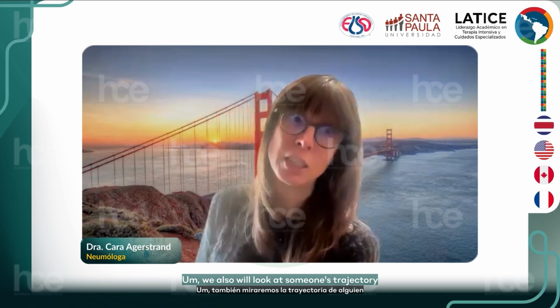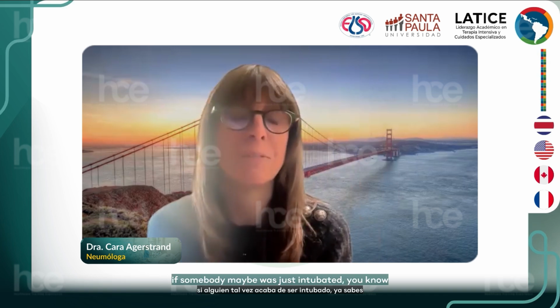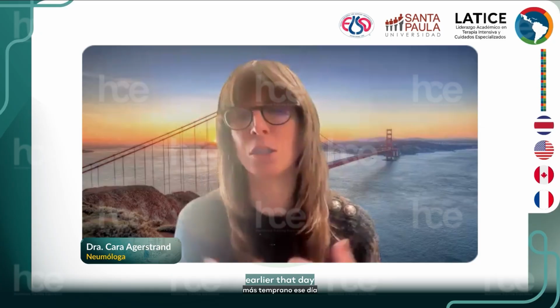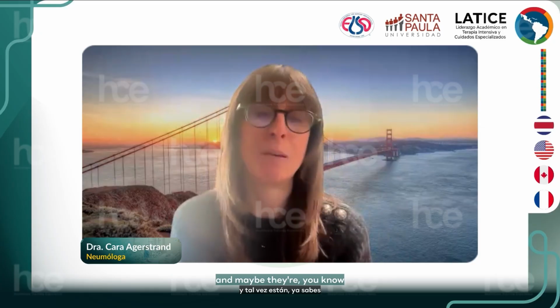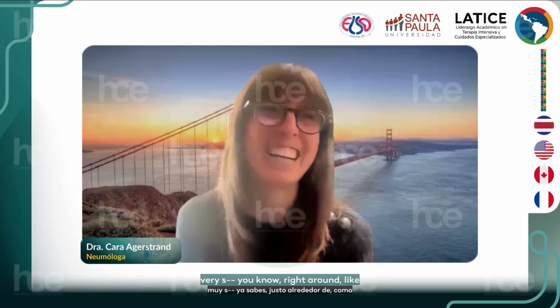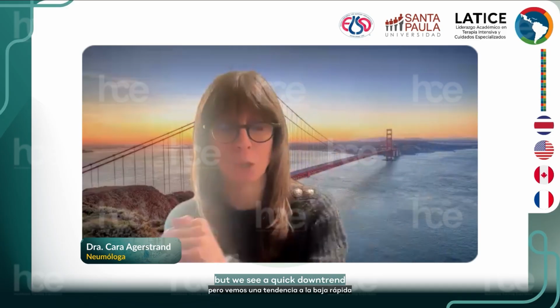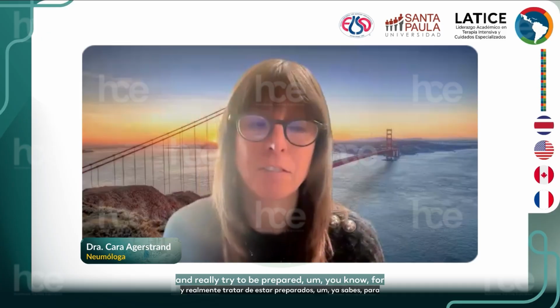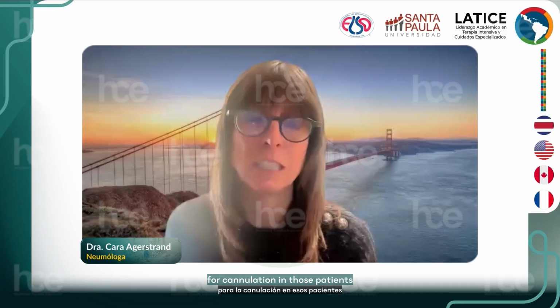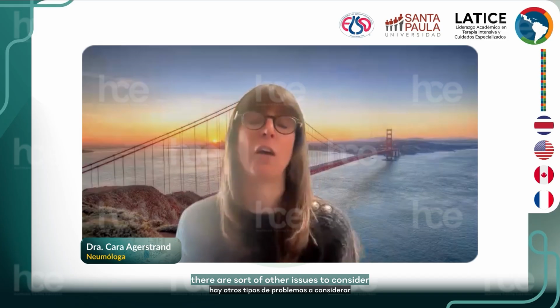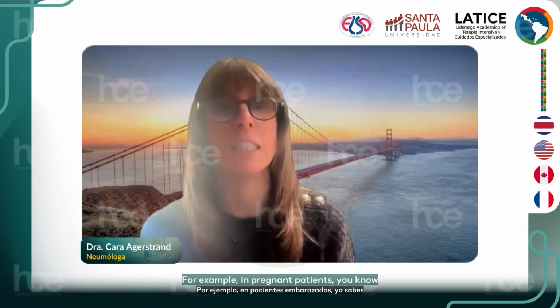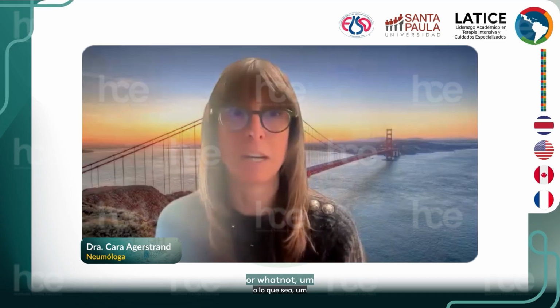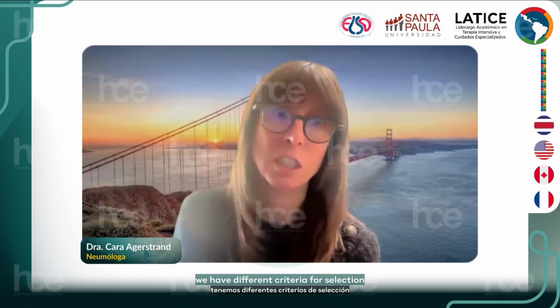We also will look at someone's trajectory. So for example, if somebody was just intubated earlier that day, they've been quickly maxed out, and maybe they're right around that entry criteria, but we see a quick downtrend or a quick decline, we'll anticipate and try to be prepared for cannulation in those patients. And certainly with specific patient groups, there are other issues to consider. For example, in pregnant patients, if there are any signs of fetal instability. And obviously for non-ARDS indications such as asthma, we have different criteria for selection.